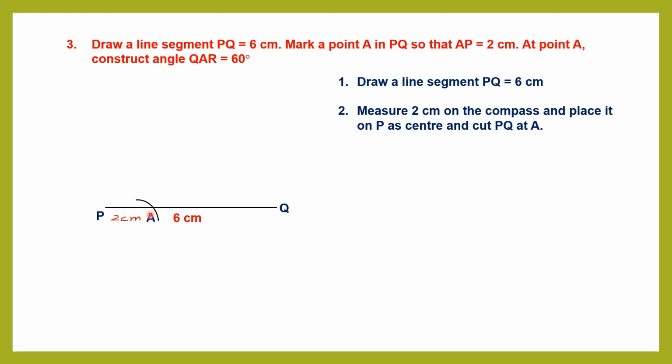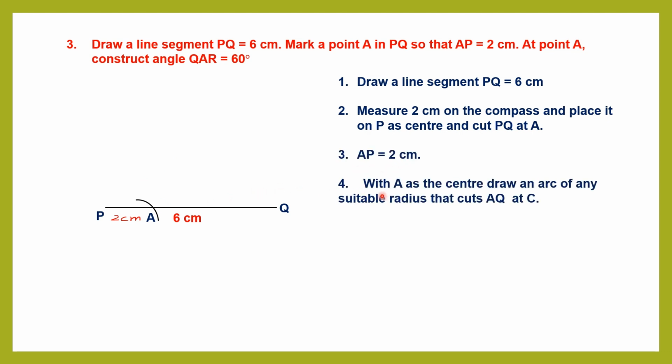So here we have to construct an angle of 60 degrees so that QAR will be 60 degrees. What is the next step? We know AP is 2 centimeters. With A as the center, draw an arc of any suitable radius that cuts AQ at C. So let's draw that. We've drawn an arc and it's cutting AQ at C.